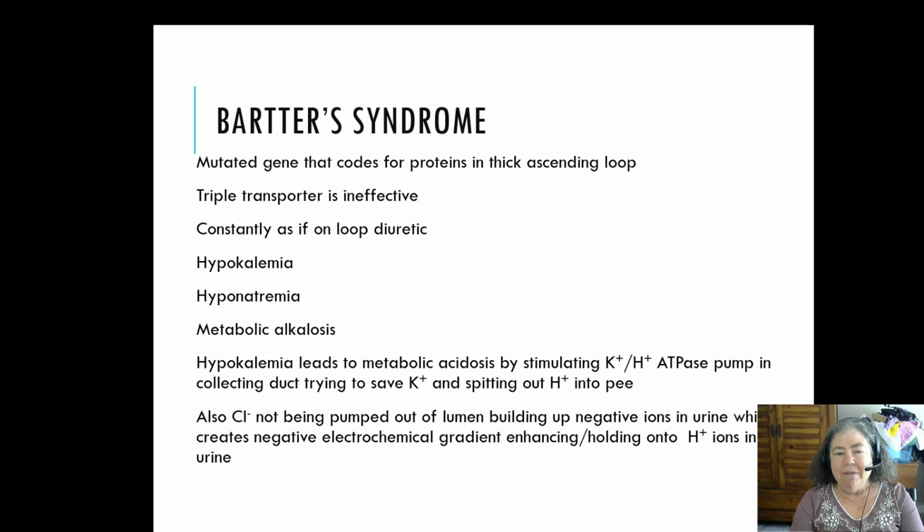don't have the potassium, we can't exchange it for hydrogen ions, or rather, I take that back, because there is so much potassium in the lumen because it made it past the loop of Henle. Let's try that again. The hypokalemia triggers the metabolic alkalosis.